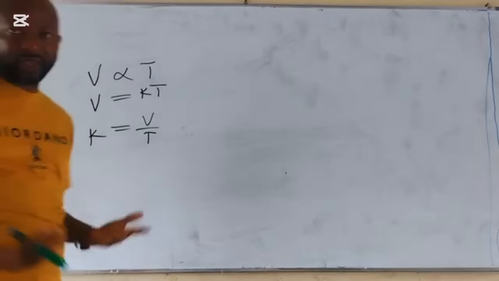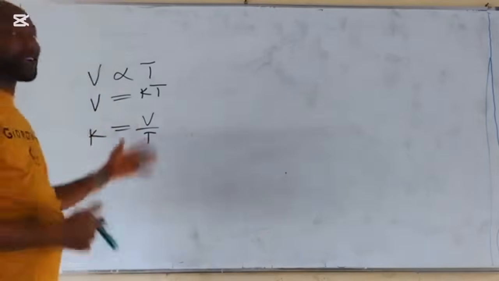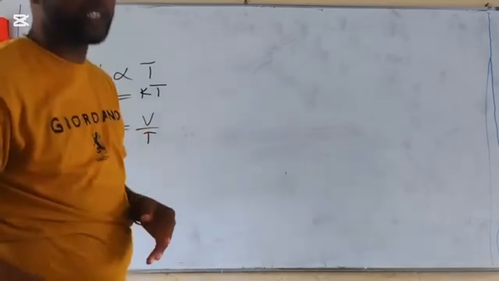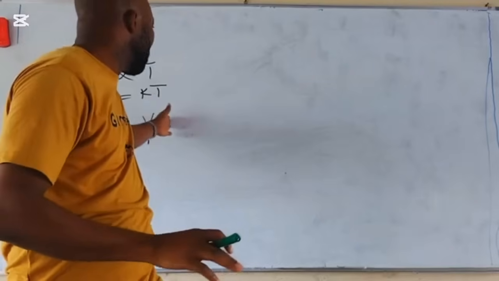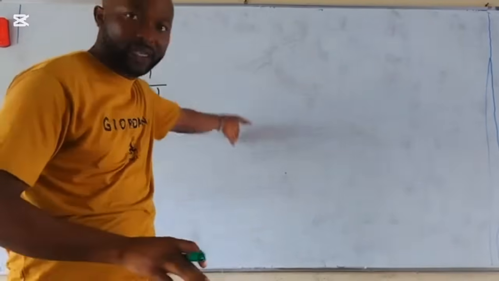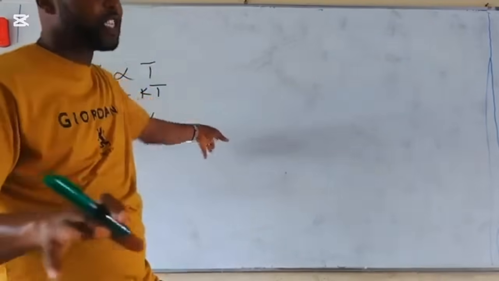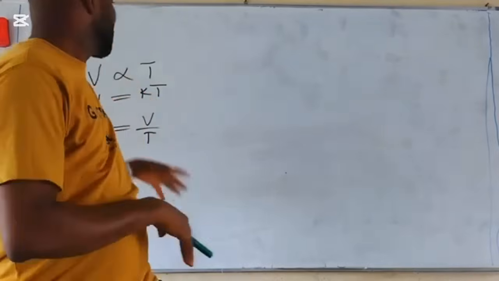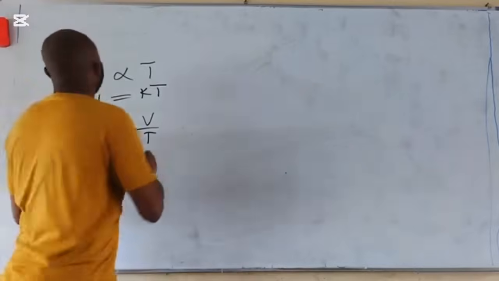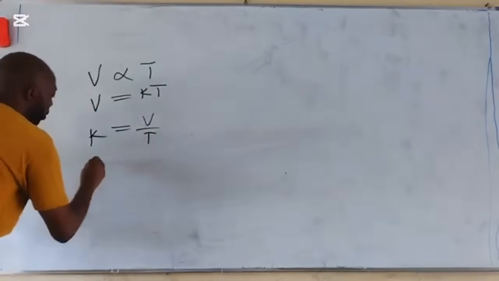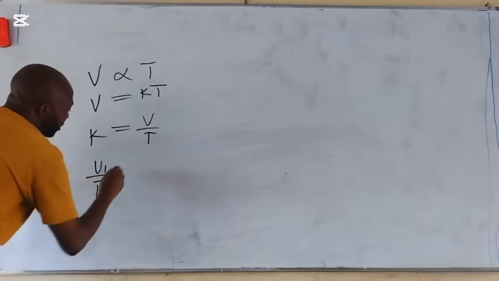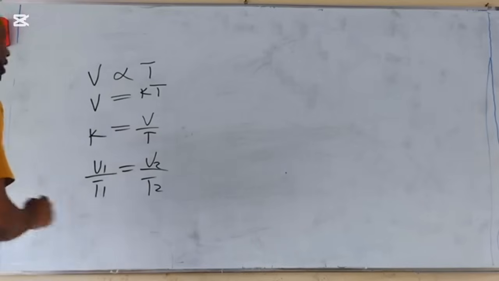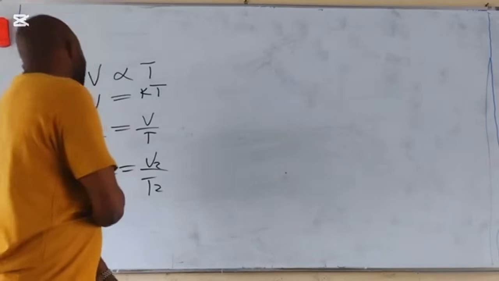Now, how do I explain this? They say that the volume is directly proportional. Kinetically, according to the kinetic explanation, it means that when the volume of a given mass of gas increases at constant pressure, the temperature will increase, and vice versa. So this is the mathematical explanation, which means that V1 over T1 is equal to V2 over T2. So this is how this law goes.